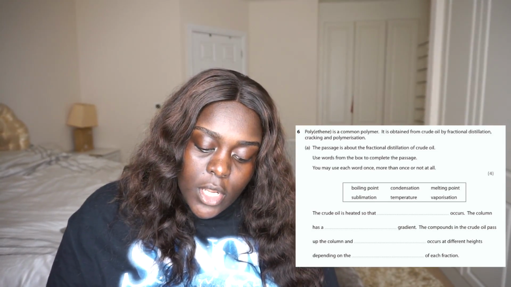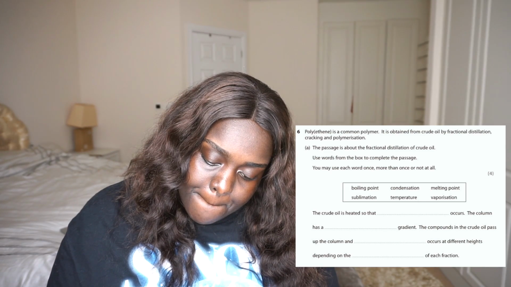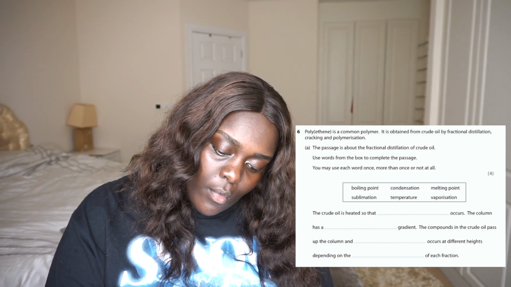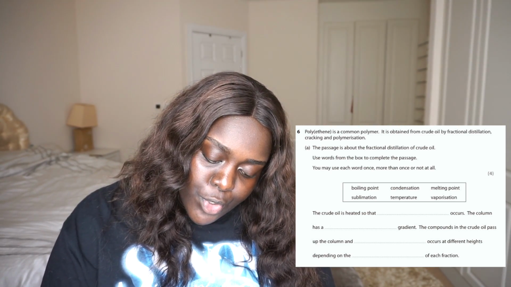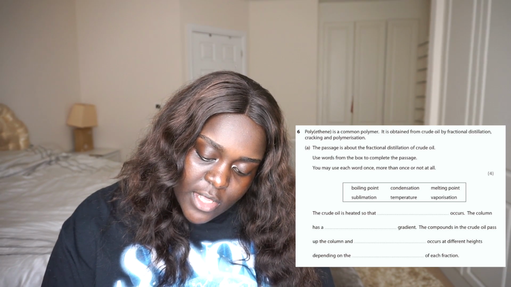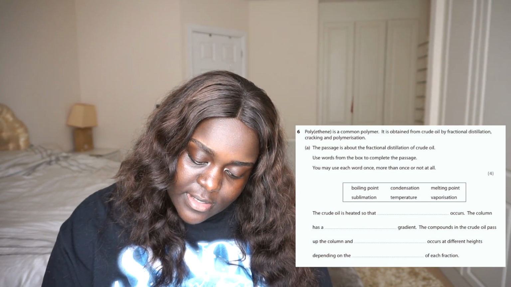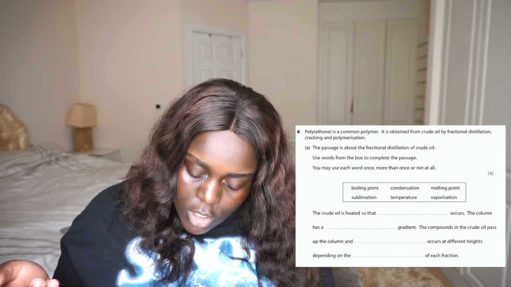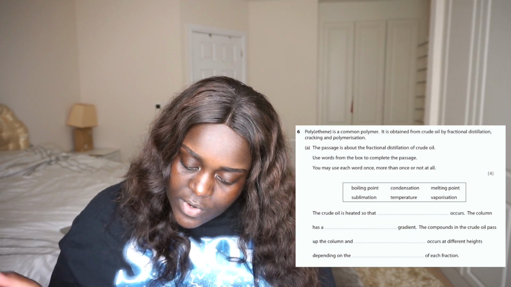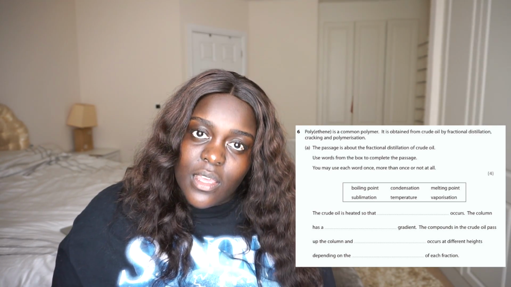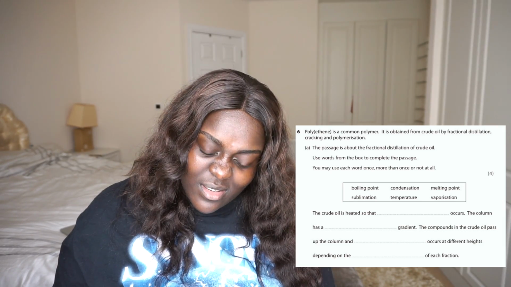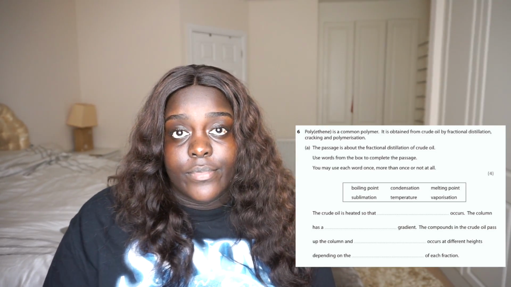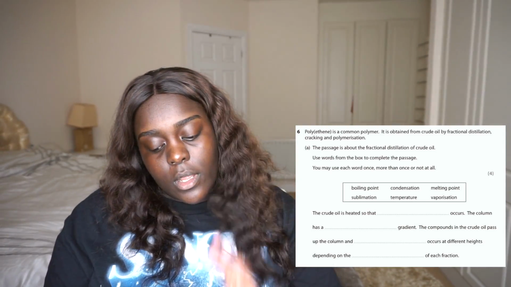Okay, cool. The column has a something gradient. Okay, this one is temperature. The compounds in the crude oil pass up the column and something occurs at different heights. Vaporization? Do you know what? We're going to go with vaporization. Yeah. Defo vaporization.